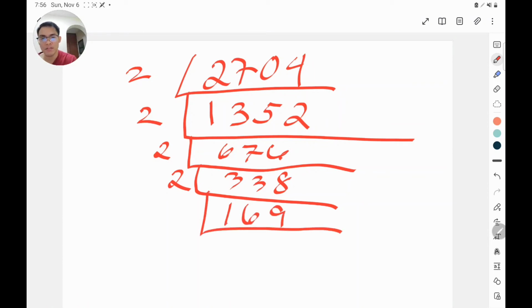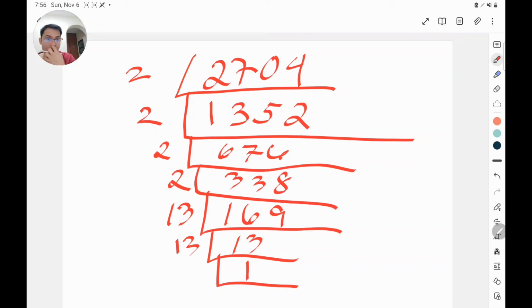That is a beautiful number, 169. And 169 is not an even number anymore. However, 169 is a perfect square number, which is 13 times 13, correct? So 169 divided by 13 is equal to 13. We have to divide it again by 13 so that we can get 1 as the last number, so that we know that is our final stop.